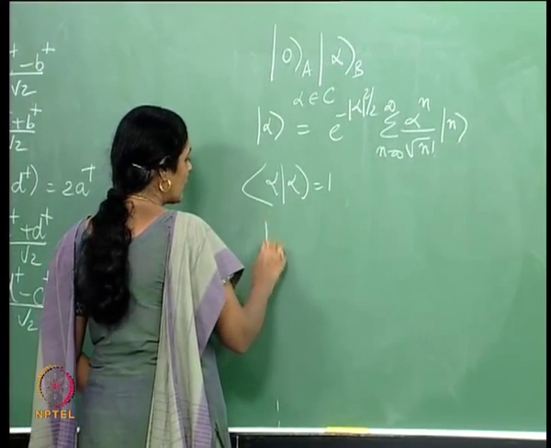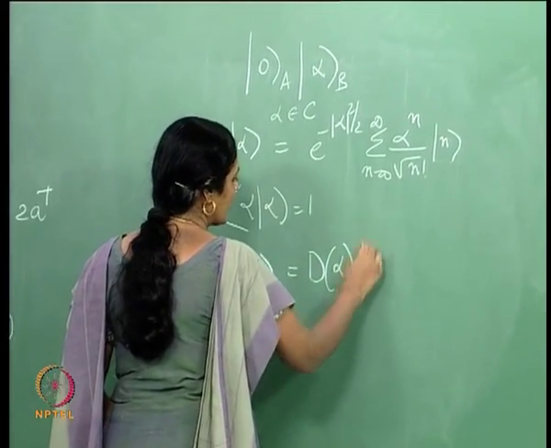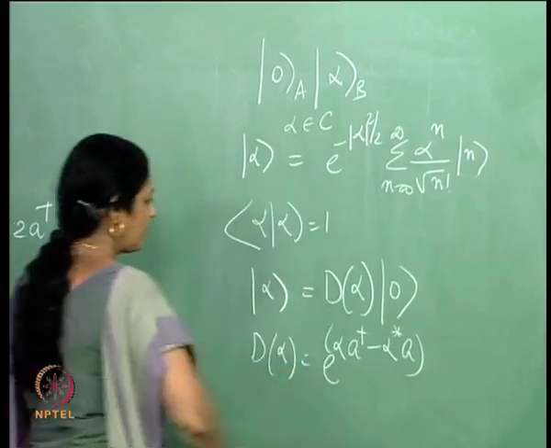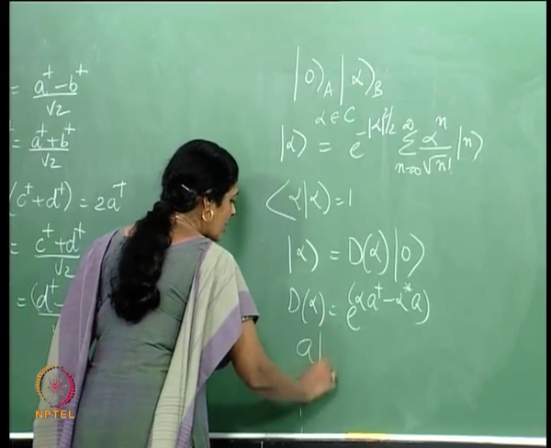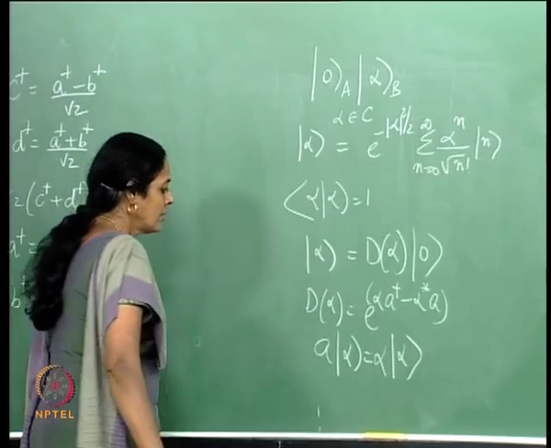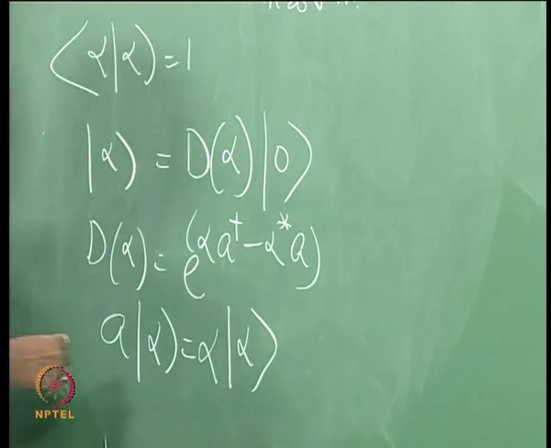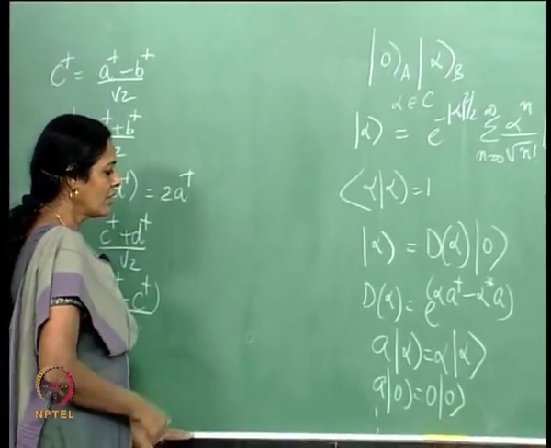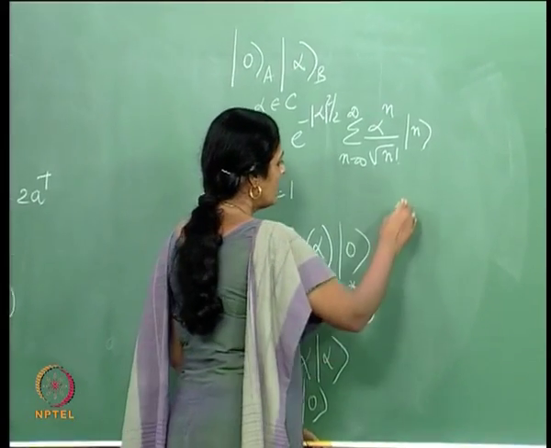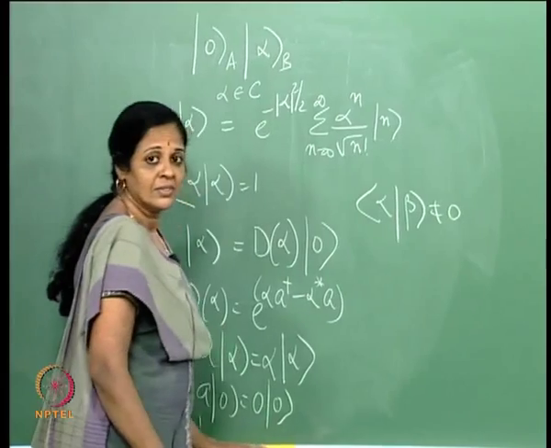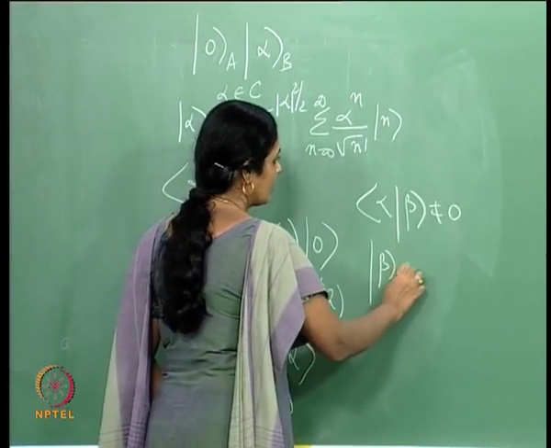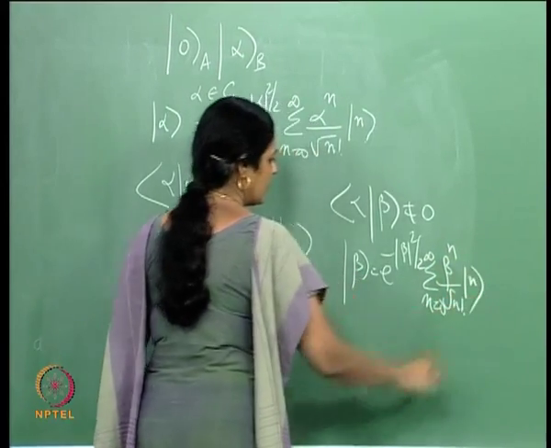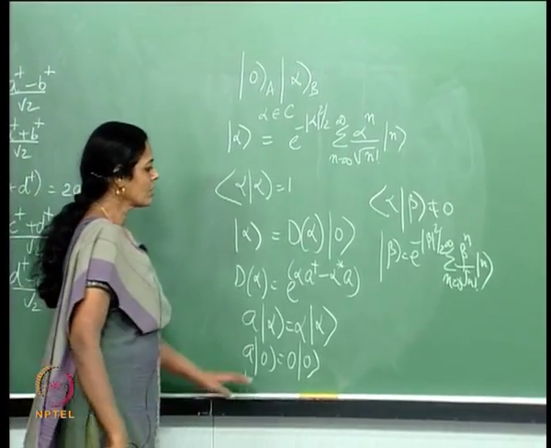You can get it from the vacuum by the action of the unitary operator D of alpha, where D of alpha itself is e to the alpha a dagger minus alpha star a. Further, ket alpha is an eigenstate of the annihilation operator a with eigenvalue alpha. Recall that the zero photon state is also an eigenstate of a, but with an eigenvalue 0. That is a non-trivial state, eigenstate of a. Further, the overlap of alpha and beta is not equal to 0, where beta is another coherent state. So, this is what we had shown earlier.